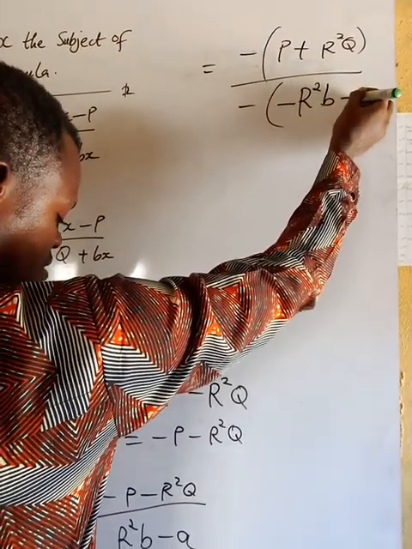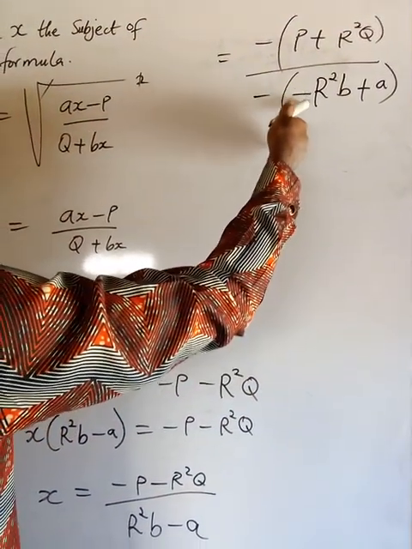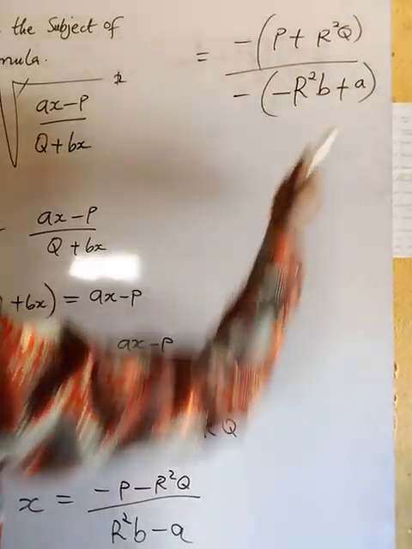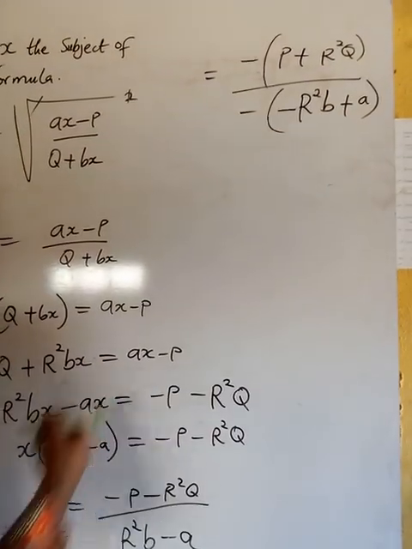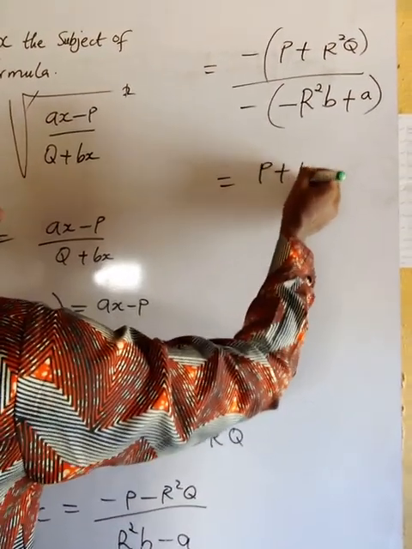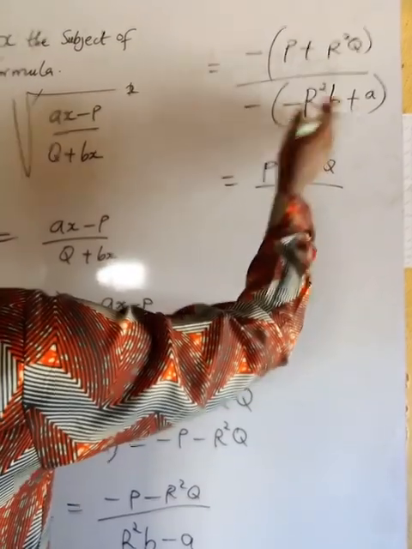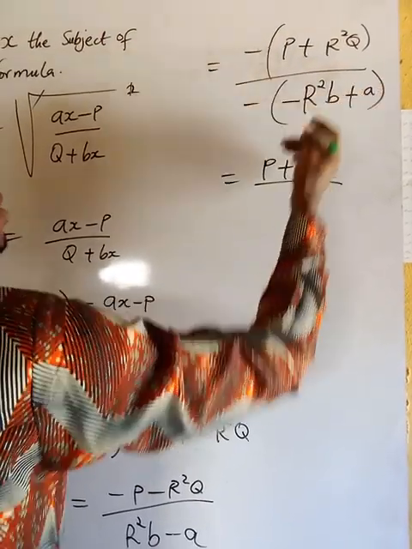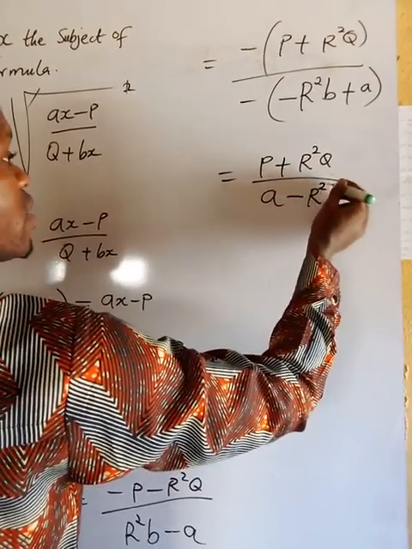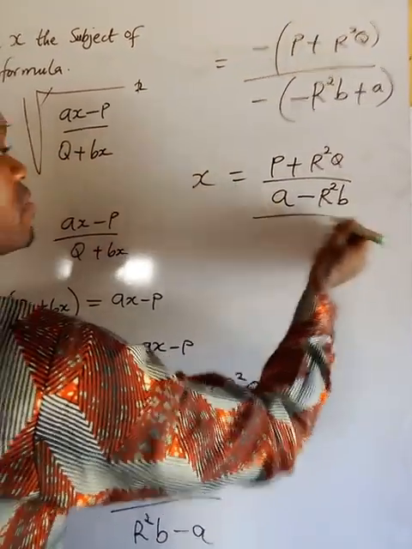And this will now be plus a. The reason is because when you multiply this by this, you get back your plus. And when you multiply this by this, your minus a comes back. So minus can cancel out minus. So finally we have p plus r squared q over, this is negative. It's better off when we have a positive number at the front. So we can bring a forward and then minus r squared b. And this is actually the solution to this very problem.